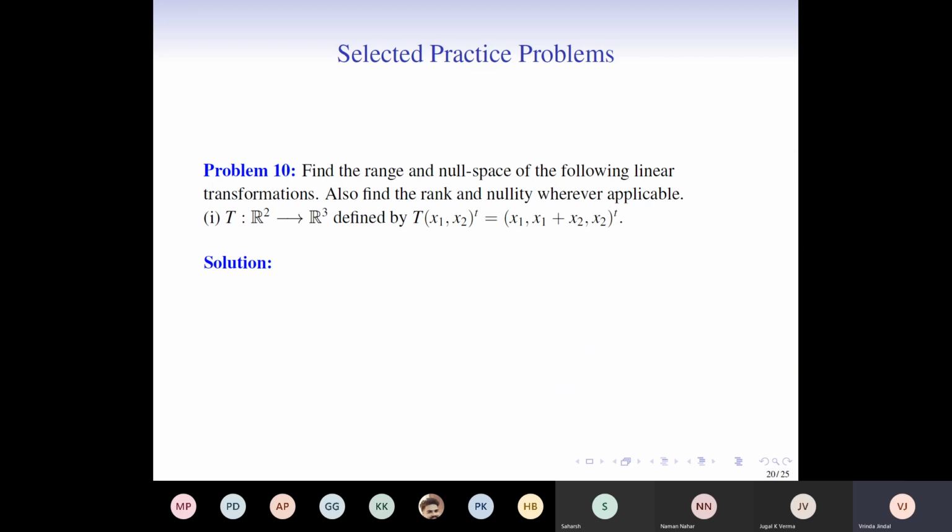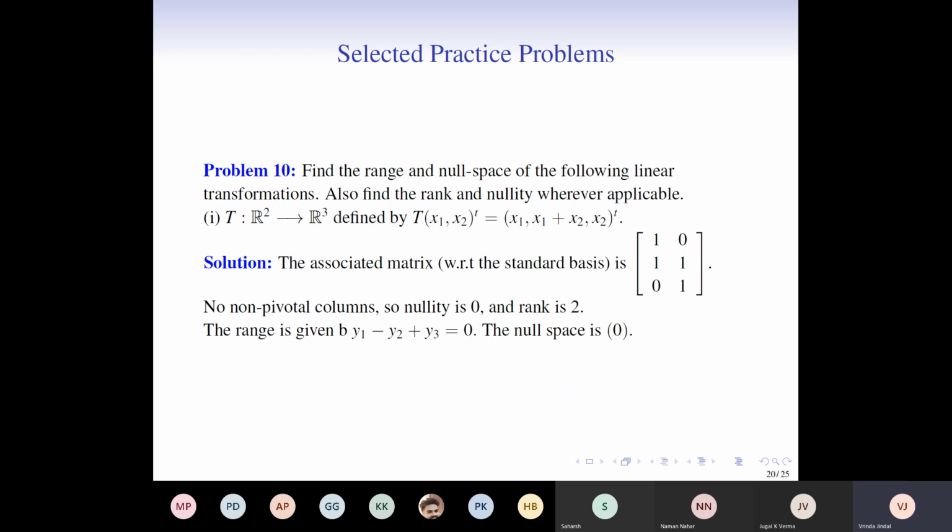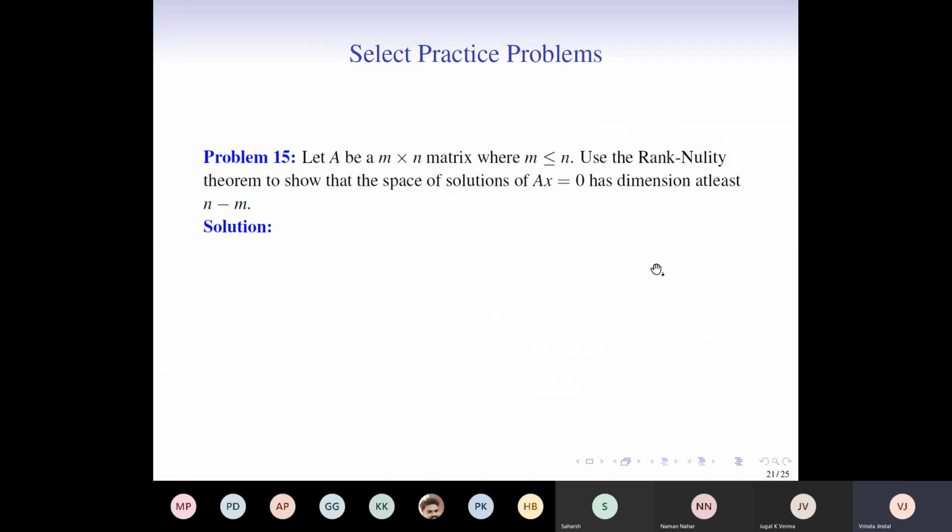First practice problem is similar to tutorial problems 1 and 2. We just need to find rank and nullity. So I'll just quickly skip over it because we are running out of time. Problem 15 again is just an application of the rank nullity theorem and some basic inequalities.